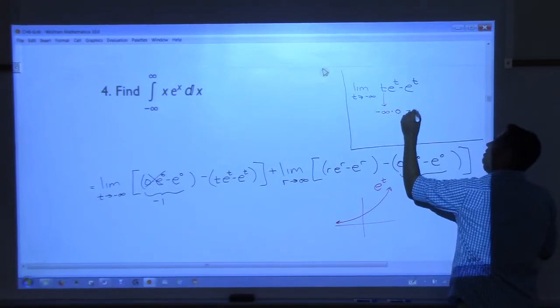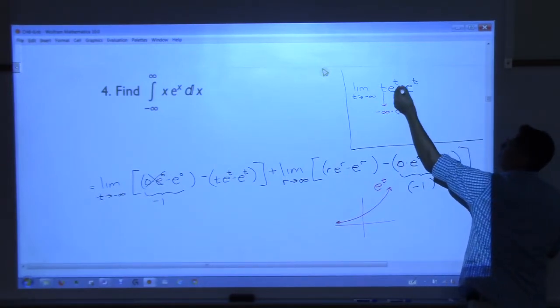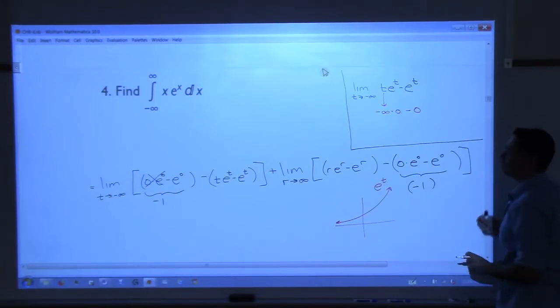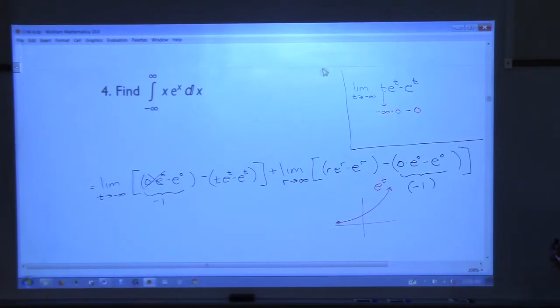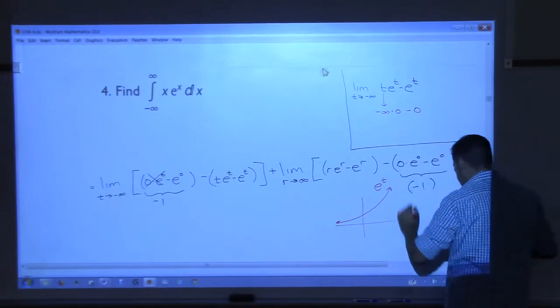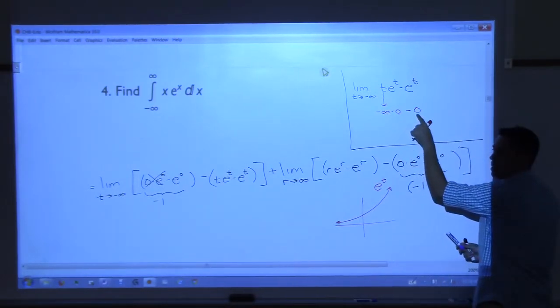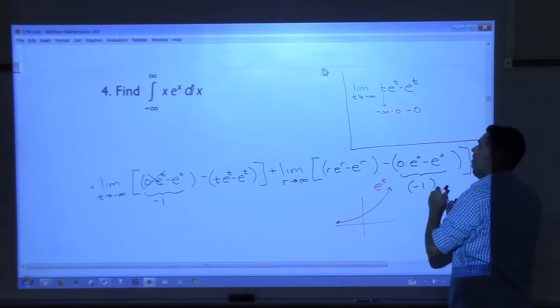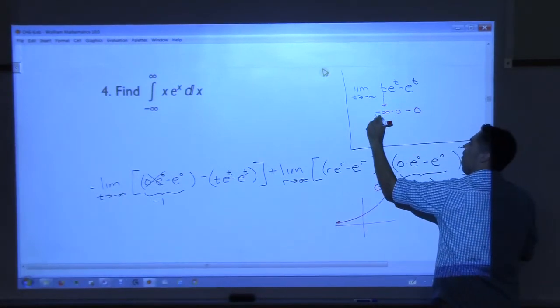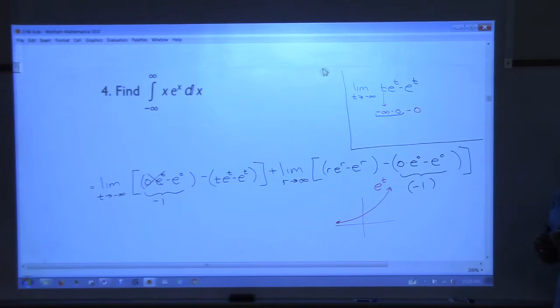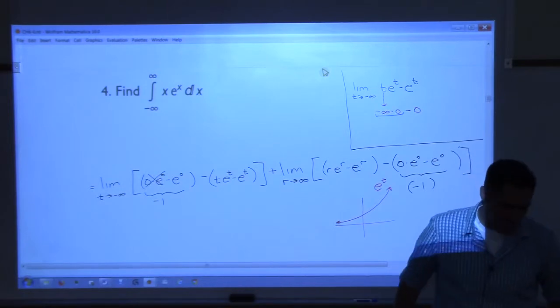Okay, minus, now what does this one go to? Well, that's the same as that one, right? So that goes to 0. Right? Oh, wait. Negative infinity times 0. So the problem here is not this. This is okay. The problem is this. This right here is an indeterminate form. Okay? So, yeah, how do you handle that?